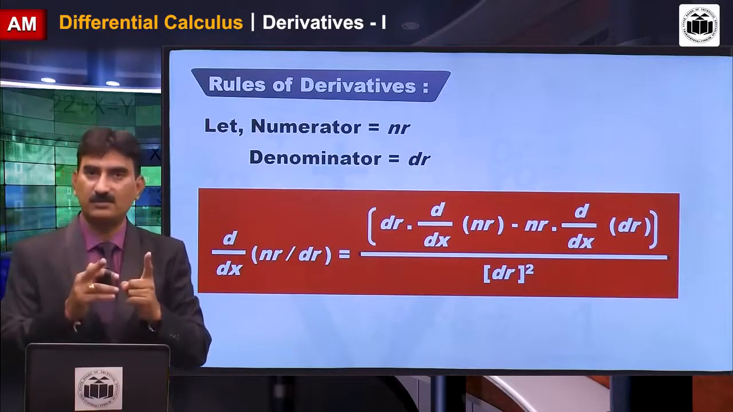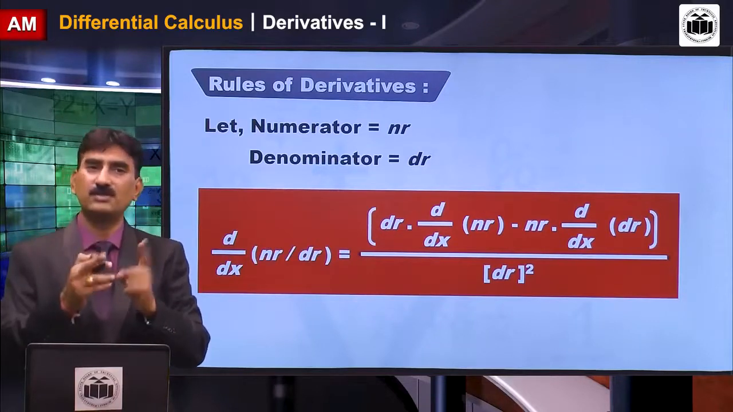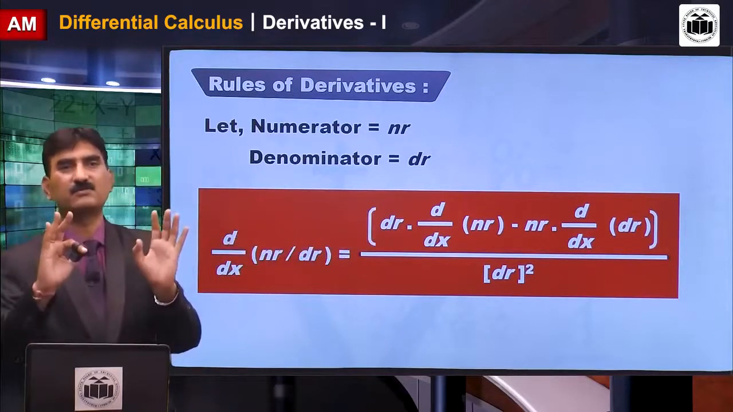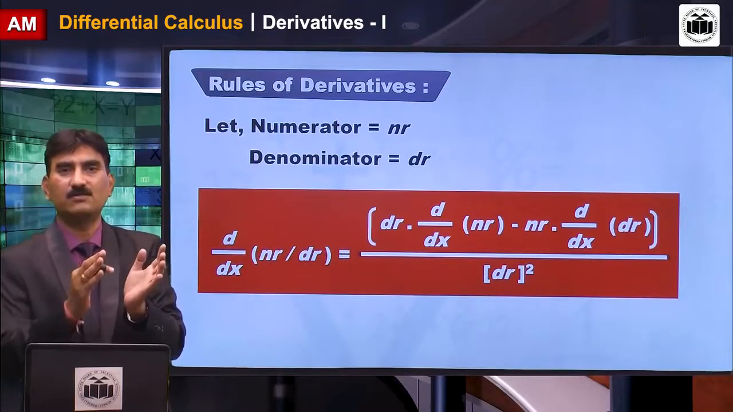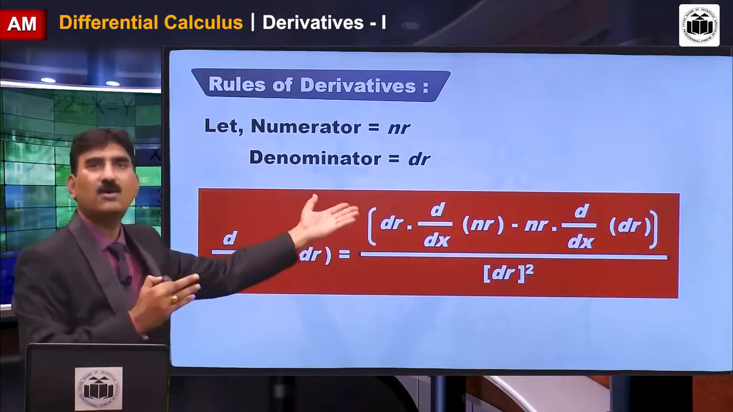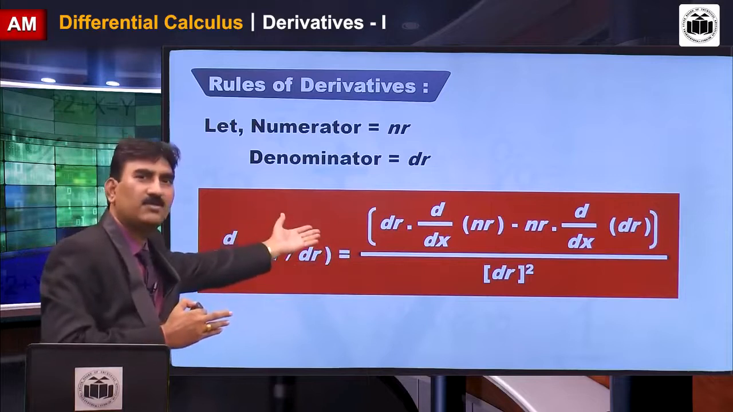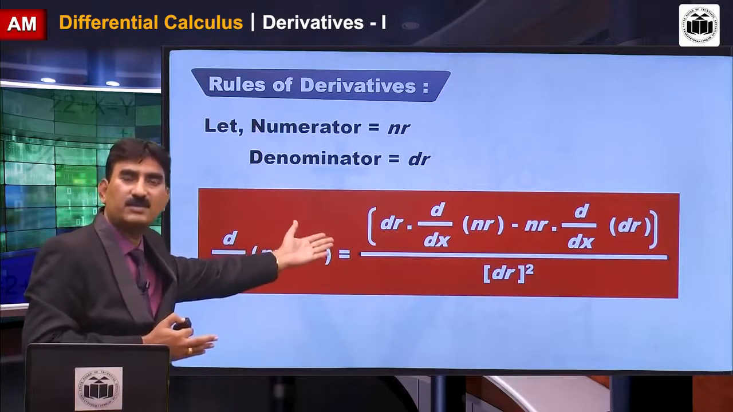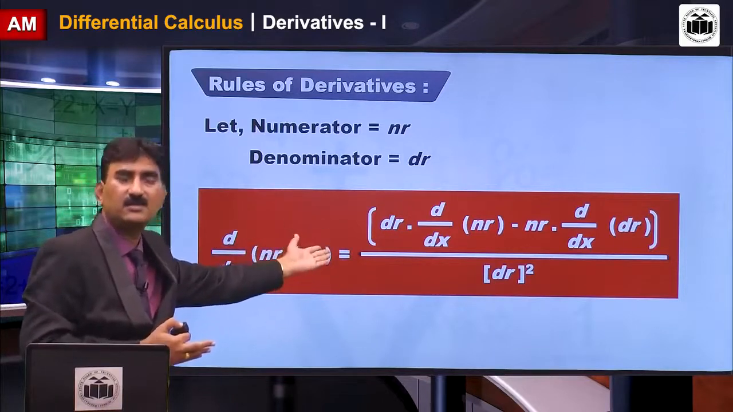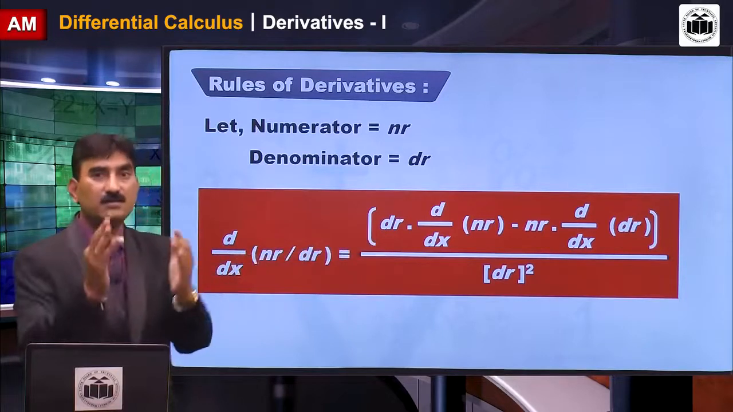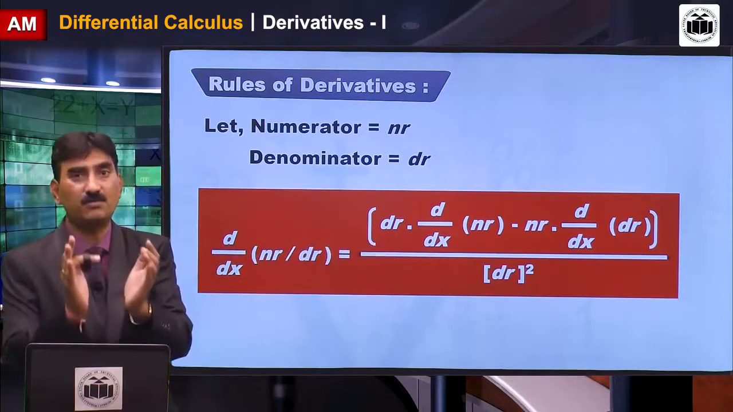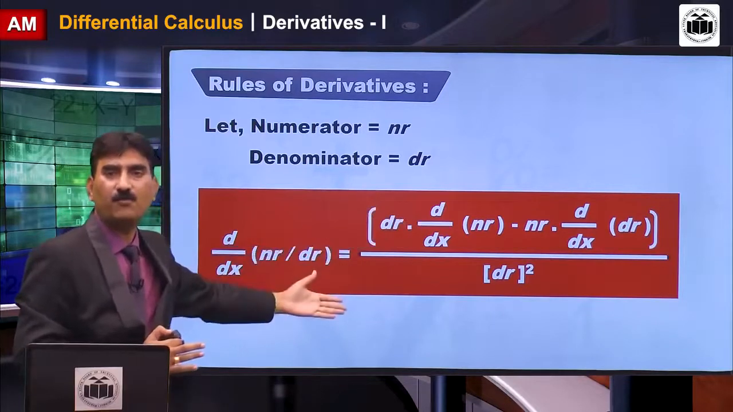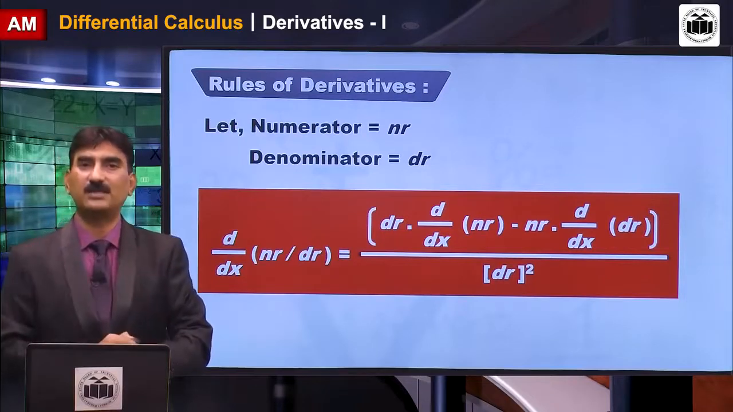Students, remember, I have seen so many students make mistakes with the minus sign and positive sign. They get confused at the time of examination. Does this rule contain a positive sign or a negative sign? Does this rule start with the denominator or with the numerator? So, see carefully, the formula starts with the denominator. Denominator into derivative of numerator. In between there is a negative sign, not a positive sign. Minus numerator into derivative of denominator upon square of the denominator.